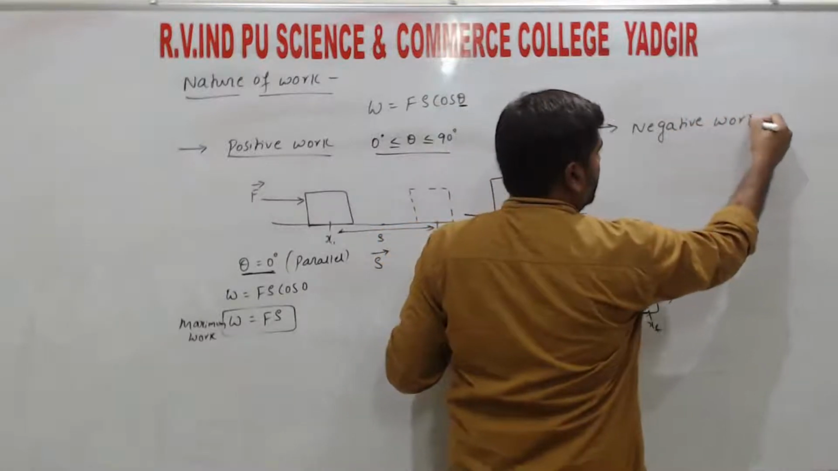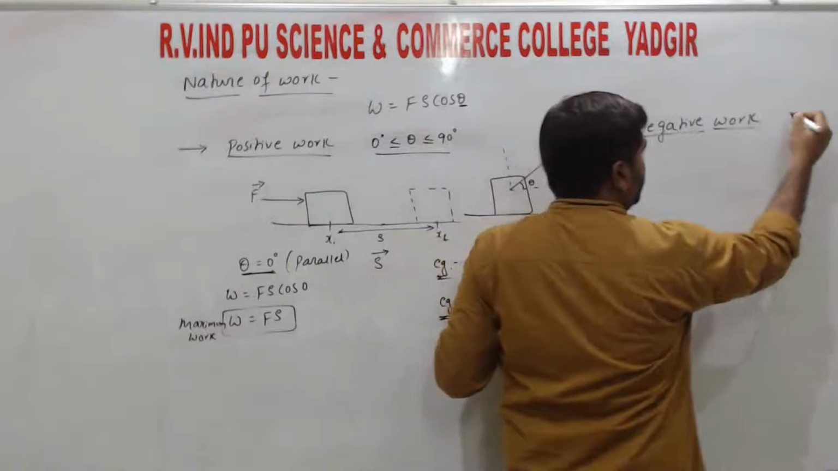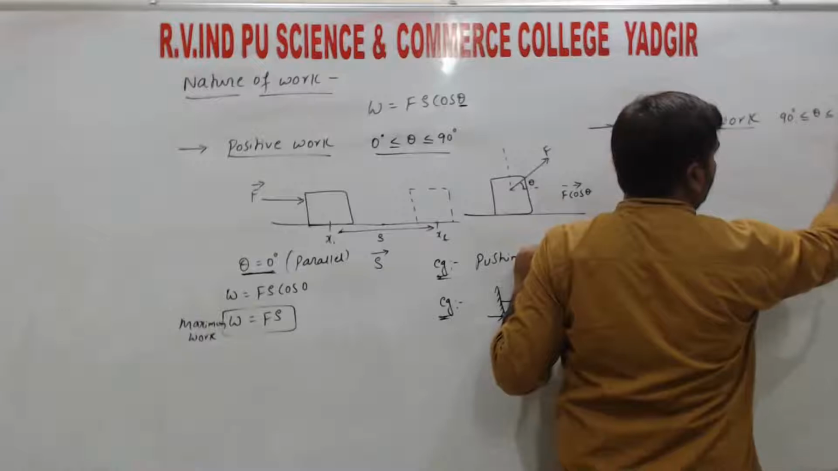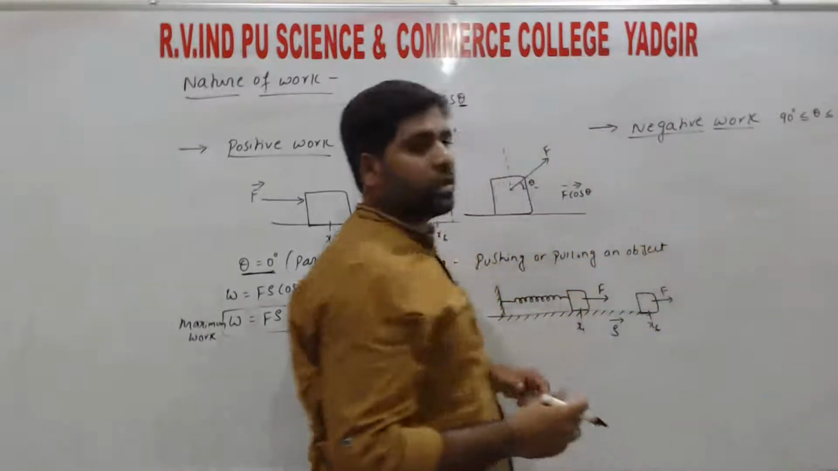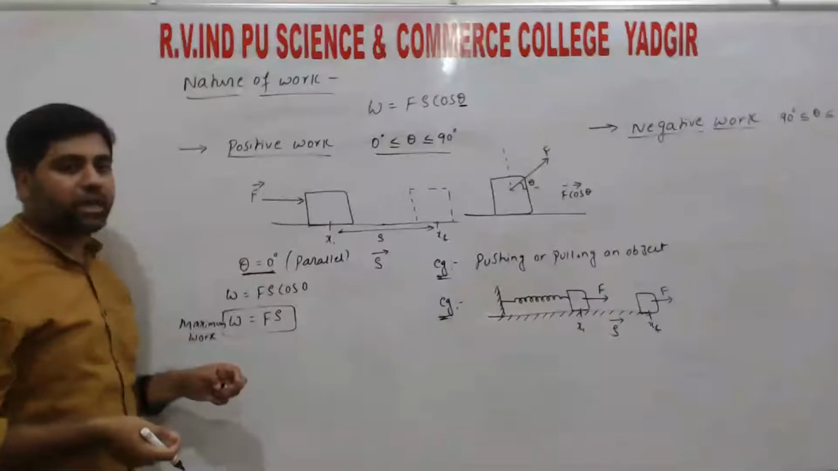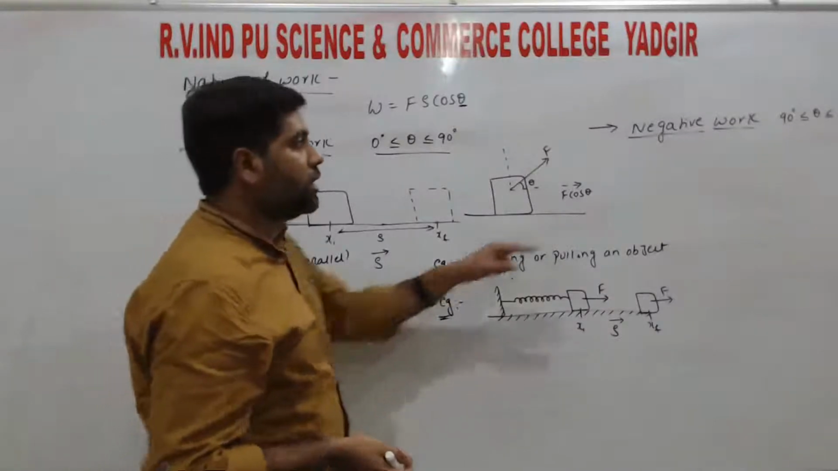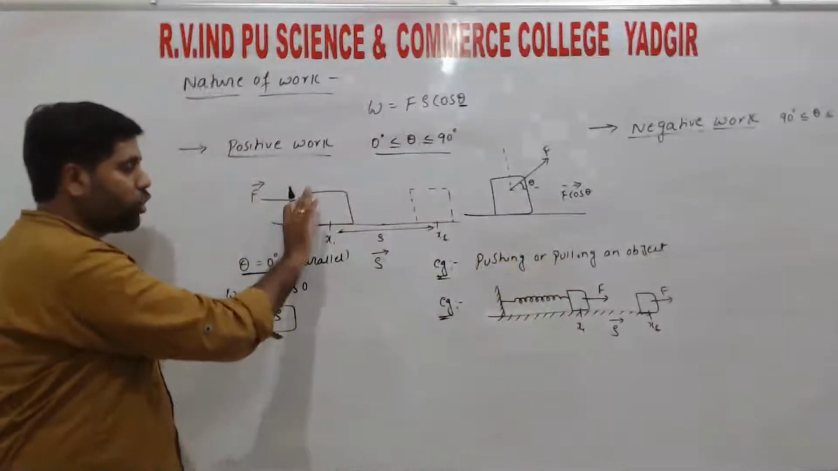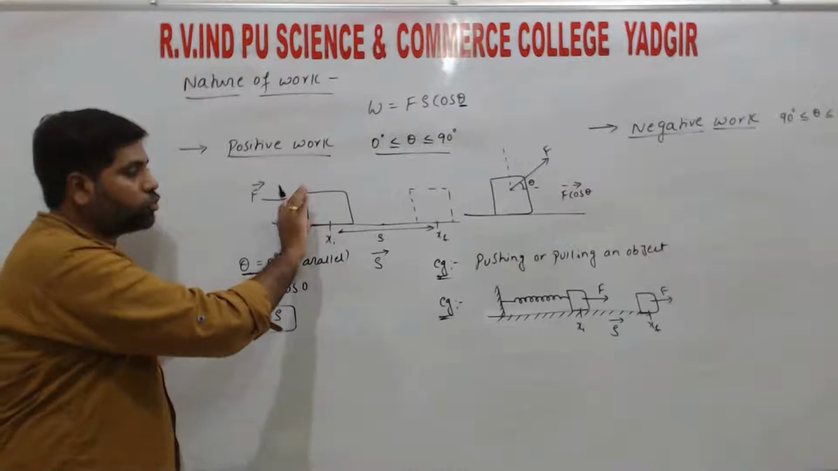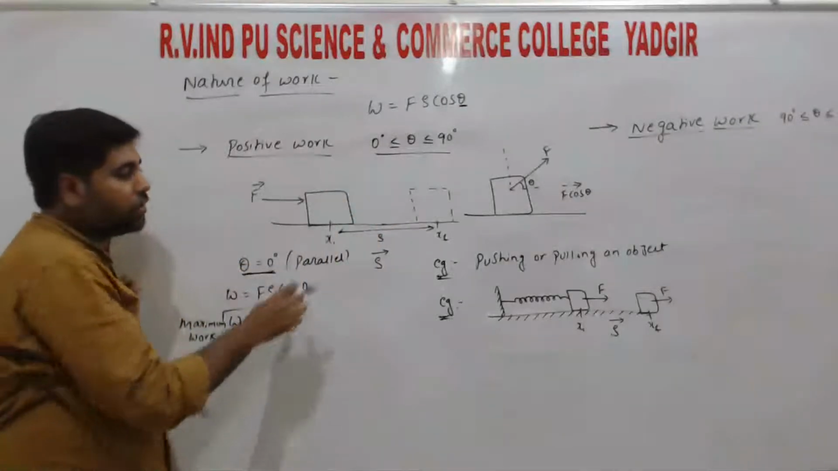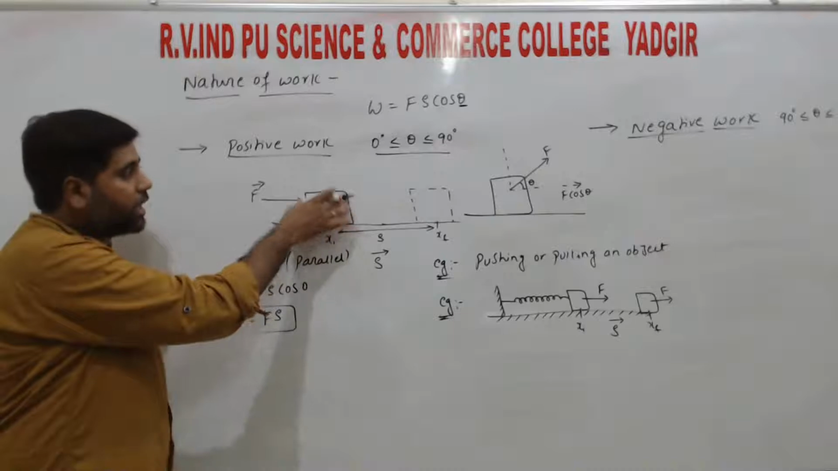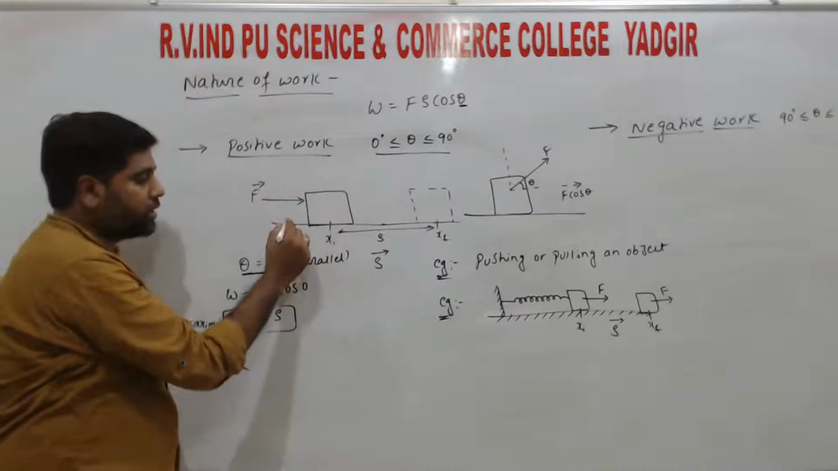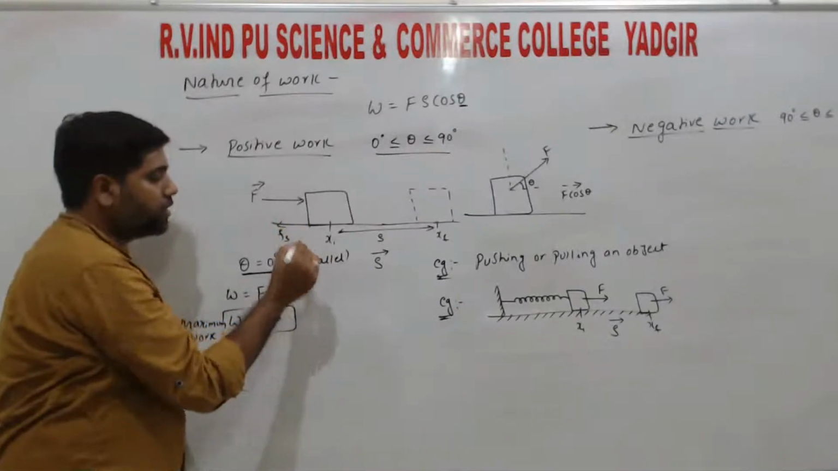negative work. For negative work, theta ranges between 90 degree less than theta or equal to 180 degree, right? So if the theta value is between 90 degree and 180 degree, then that work we call negative work, right? Again considering the same example, we took an object and we are applying some force to push this object or pull this object. So the work done by the applied force is positive. We are pushing, and if some surface is in contact, there is friction, right?